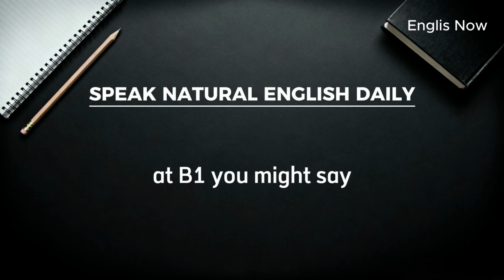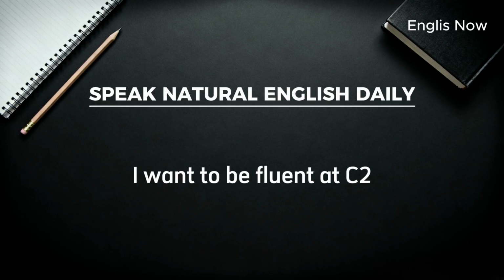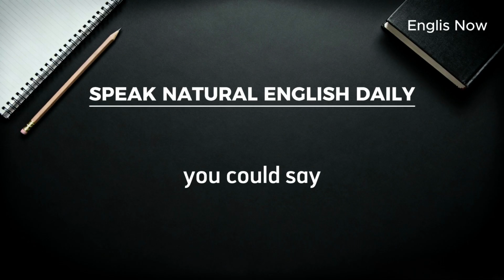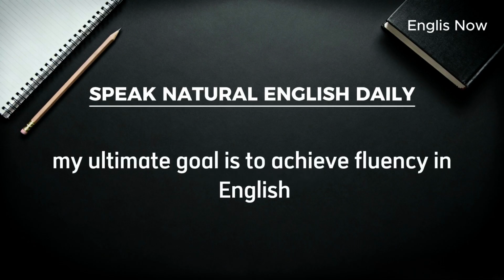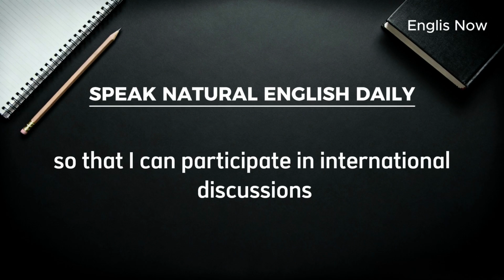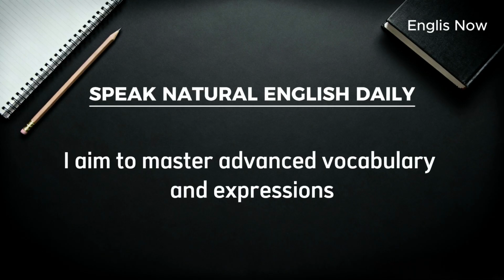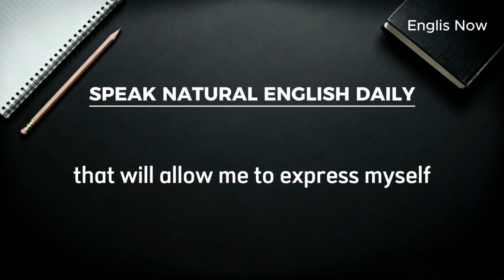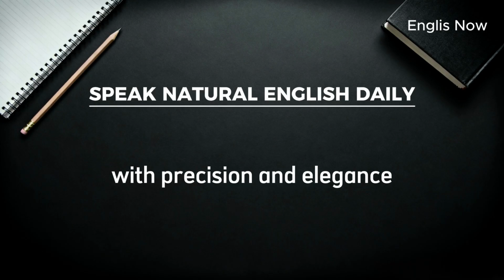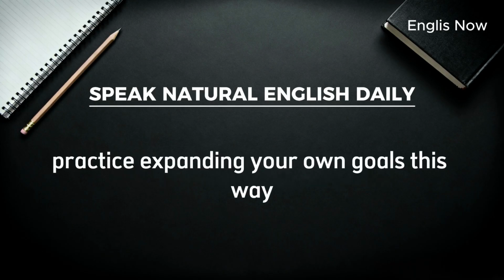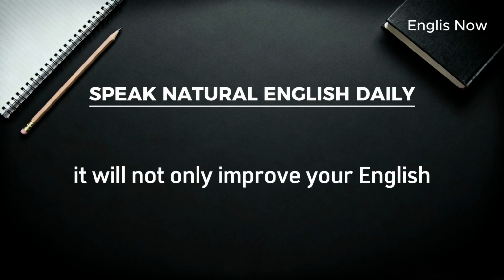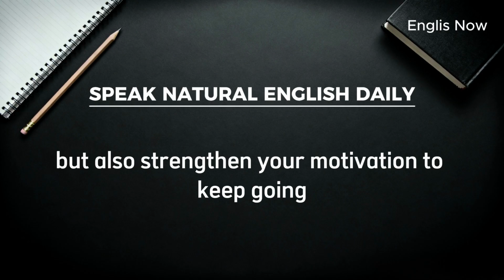At B1, you might say, "I want to be fluent." At C2, you could say, "My ultimate goal is to achieve fluency in English so that I can participate in international discussions with confidence and ease." Or, "In the long run, I aim to master advanced vocabulary and expressions that will allow me to express myself with precision and elegance." Practice expanding your own goals this way. It will not only improve your English, but also strengthen your motivation to keep going.